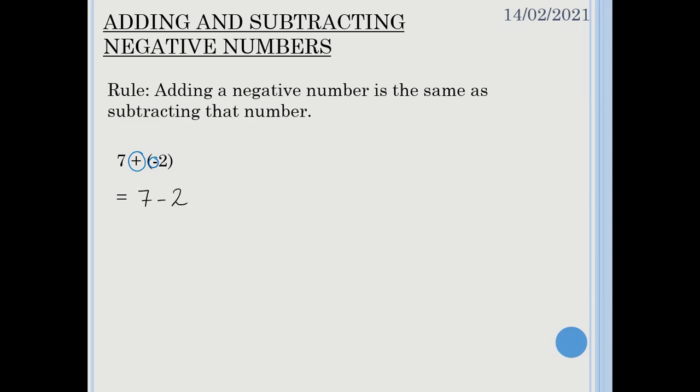So 7 add -2, we can rewrite that as 7 take away 2, which is very easy for us to do, and that's 5. 7 add -2, it's hard to say. 7 take away 2, a lot easier, so we can rewrite it like that and find our answer. 15 add -9, again, I've got the positive coming up against the negative, so I can rewrite that as 15 take away 9. It's a lot easier to deal with, and that becomes 6.